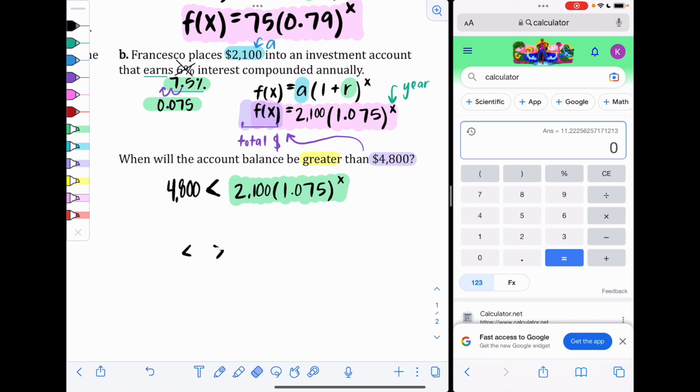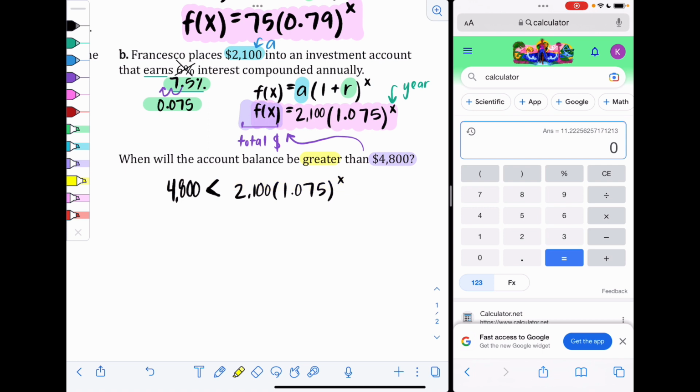So this is saying 2,100 times 1.075 to the x. That'll simplify as how much money he has in the account. We need that to be greater than 4,800.